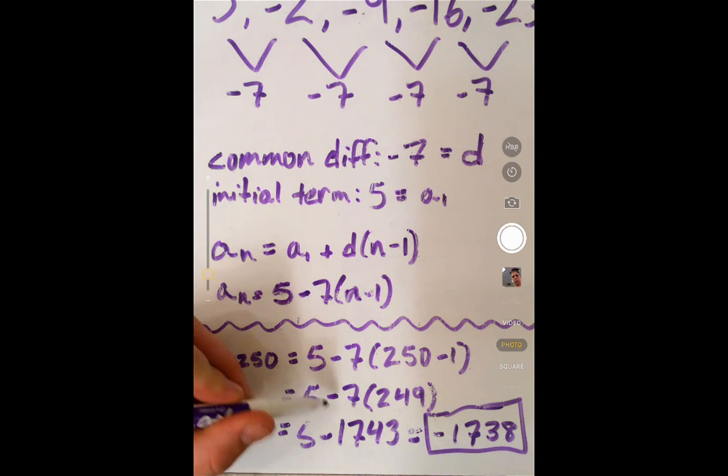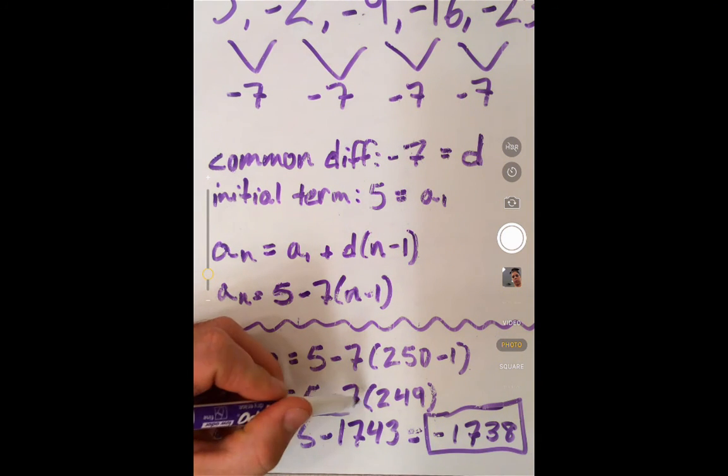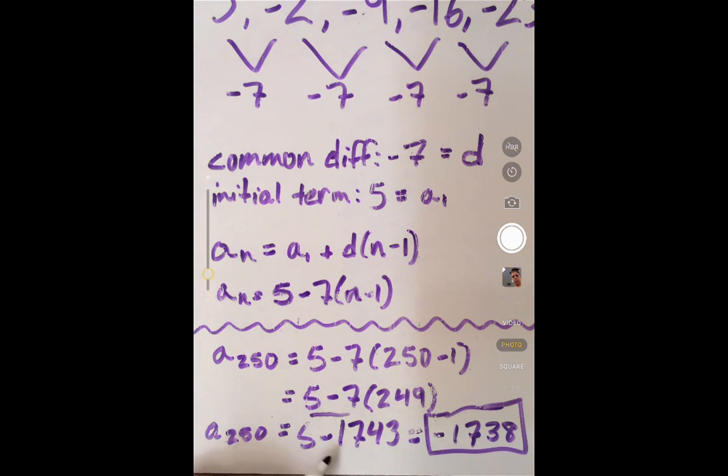So this is not 5 minus 7. The order of operations says that multiplication comes first. So negative 7 times 249 is negative 1,743. And then you're going to have to do 5 minus that 1,743. And that comes out to negative 1,738.